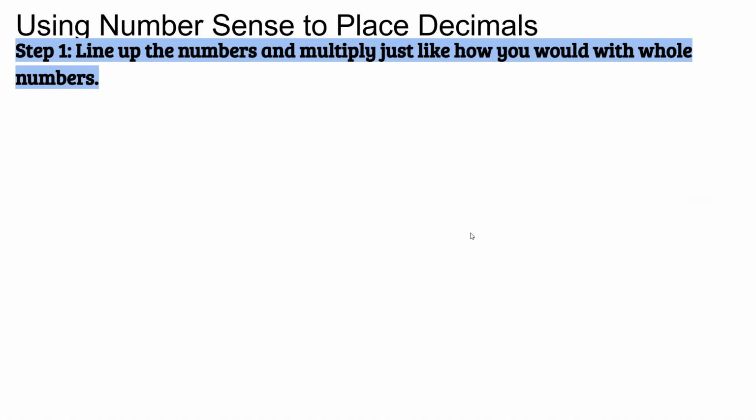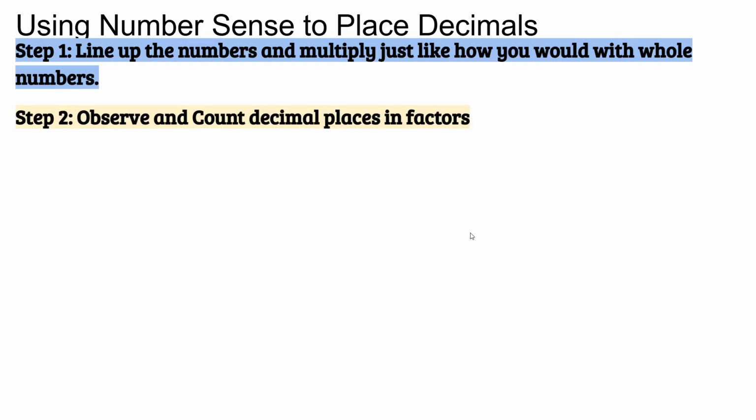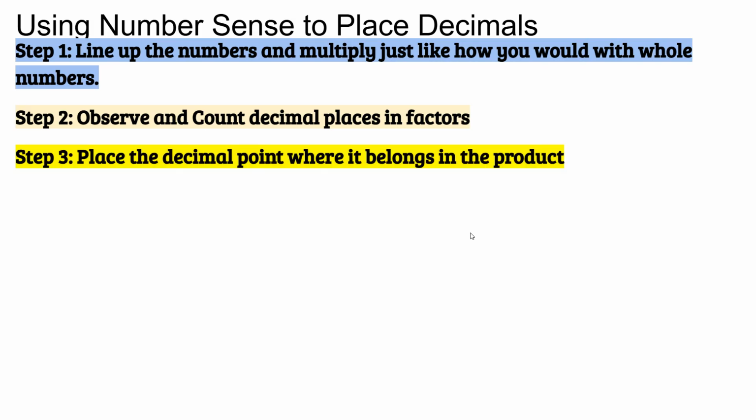The first thing we do is line up the numbers and multiply just like you would with whole numbers. Step 2: observe and count the decimal places in both of your factors. Step 3: place the decimal point where it belongs in the product, and then you are done.